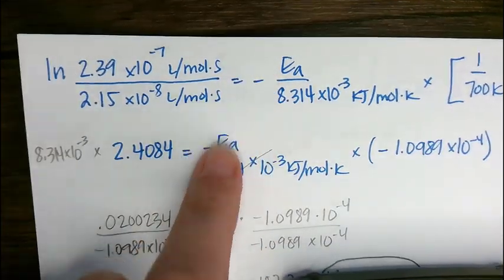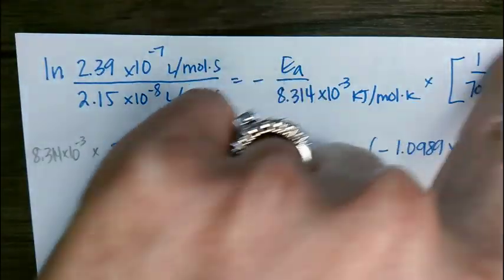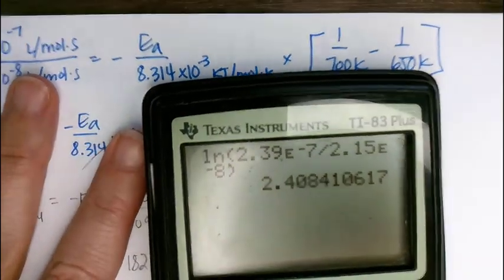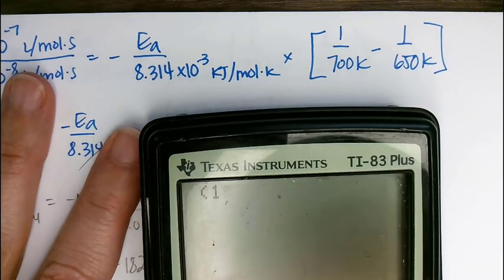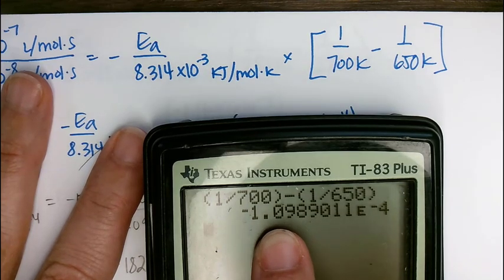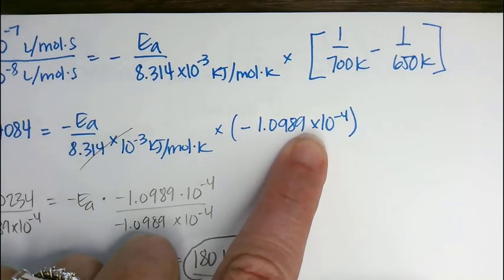I brought down my negative EA over R and times it by the temperature, and I simplified my temperature. So I took in parentheses 1 divided by 700, close that parenthesis, and I minused 1 divided by 650. And I got negative 1.0989 times 10 to the negative 4th. So I brought that down.